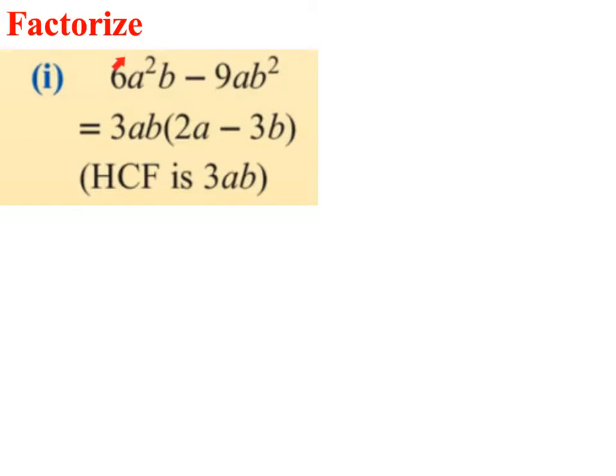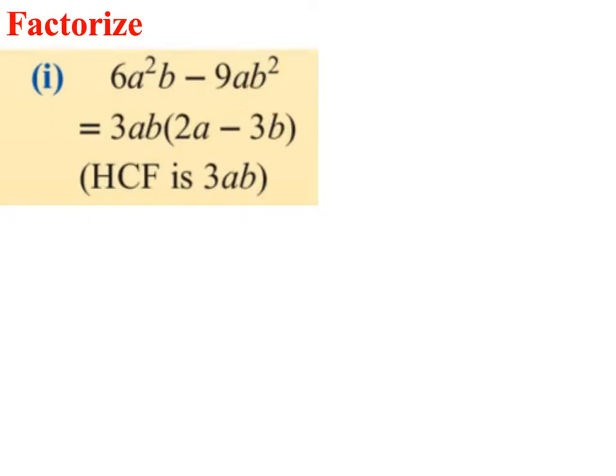Factorize 6a squared b minus 9ab squared. So what we want to do is take out the HCF, the highest common factor, which is 3ab. So 3ab divides into 6a squared b and leaves us with 2a. And 3ab divides into minus 9ab squared and leaves us with minus 3b.